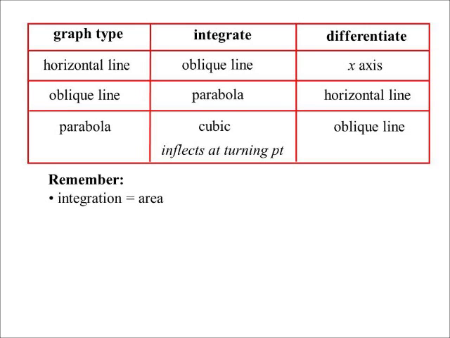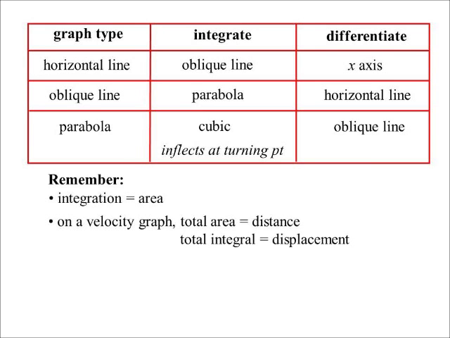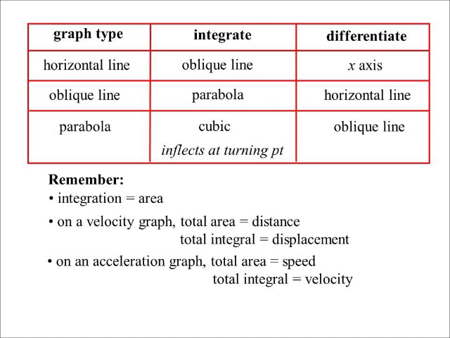Integration is equal to area. Okay. So on a velocity graph, total area will give you distance, whereas total integral will give you displacement. And on the acceleration graph, total area will give you speed, whereas the total integral will give you velocity.